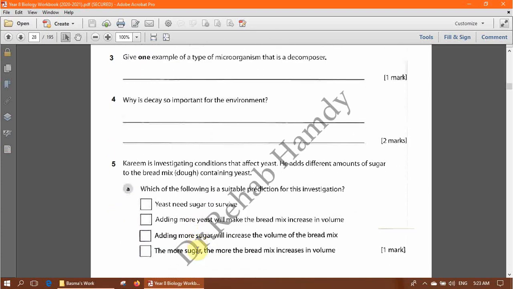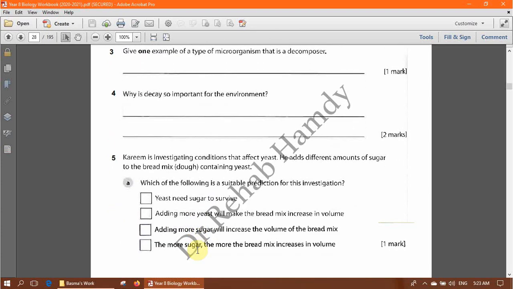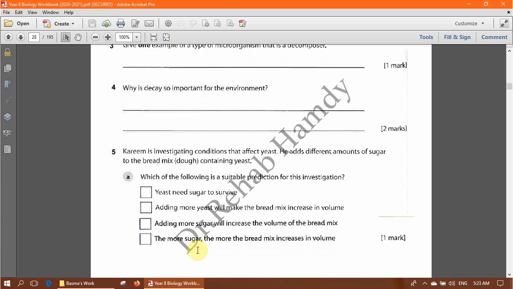Okay, now Karim is investigating conditions that affect yeast. He's adding different amounts of sugar to the bread dough containing yeast. So I want a suitable prediction. So here he wants the prediction. You can please circle the word prediction because I'm searching for a prediction, not a conclusion.